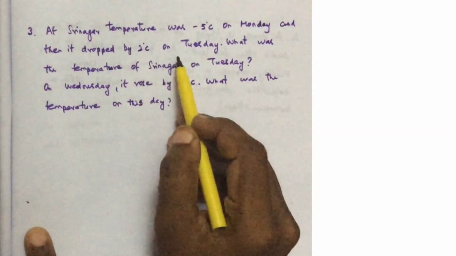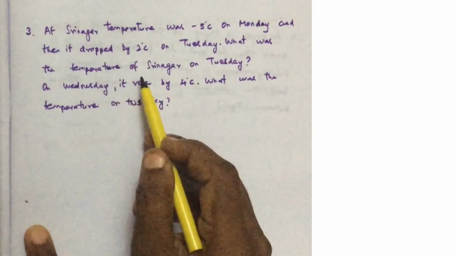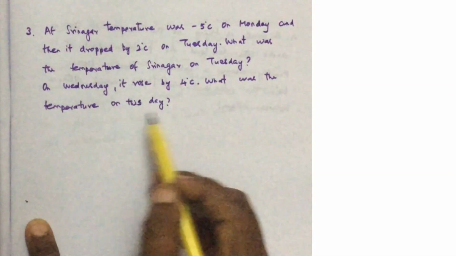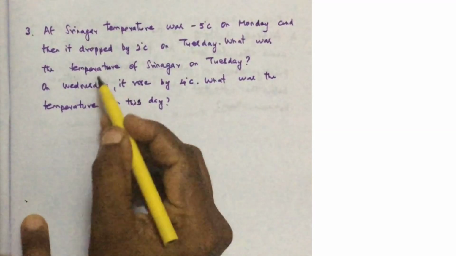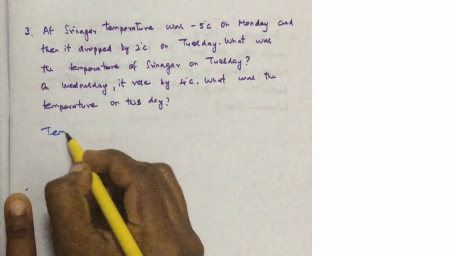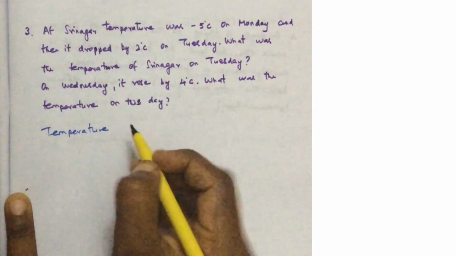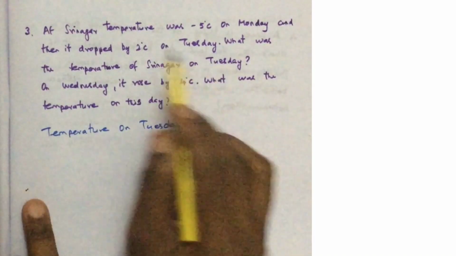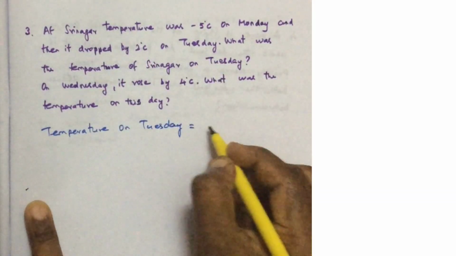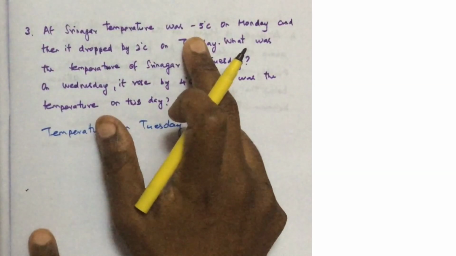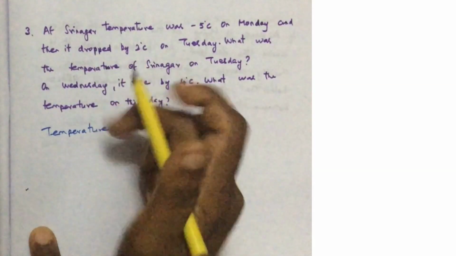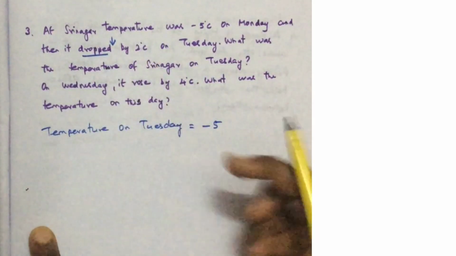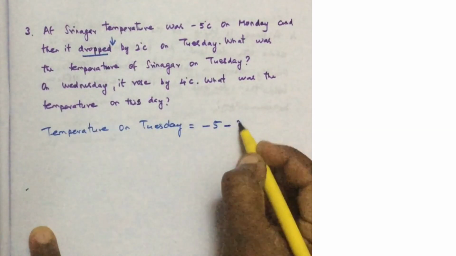Next problem is, at Srinagar the temperature was minus 5 degrees Celsius on Monday and then it dropped by 2 degrees Celsius on Tuesday. What was the temperature of Srinagar on Tuesday? On Wednesday it rose by 4 degrees Celsius. What was the temperature on this day? First question is the temperature on Tuesday. Monday it was minus 5 and it dropped by 2 degrees. What does drop mean? Drop means it is decreased, decreased by 2 degrees. So you have to subtract 2.